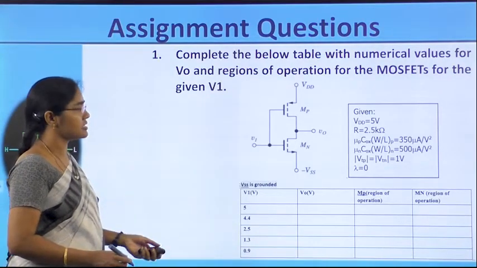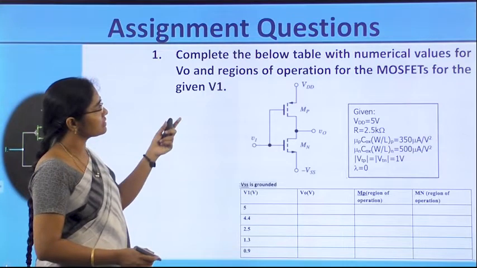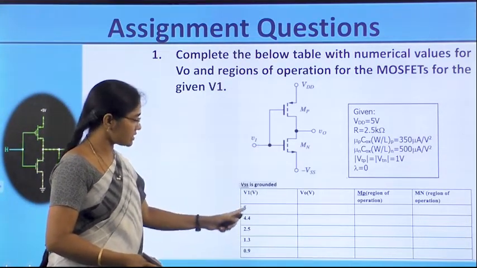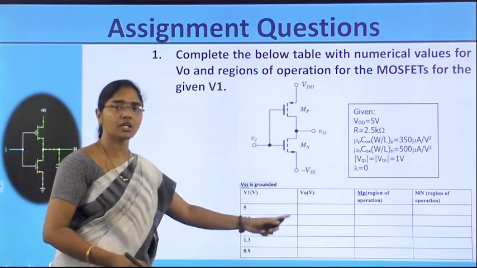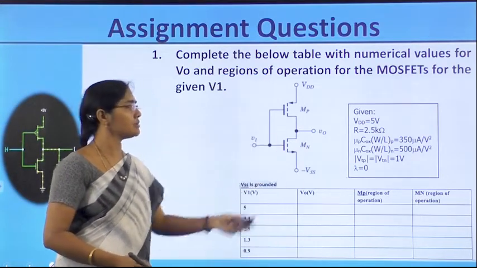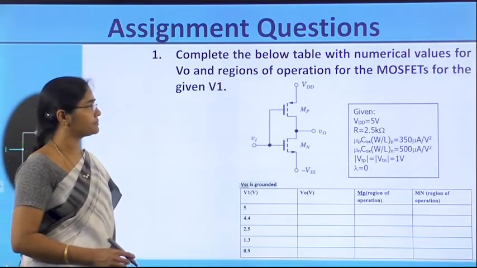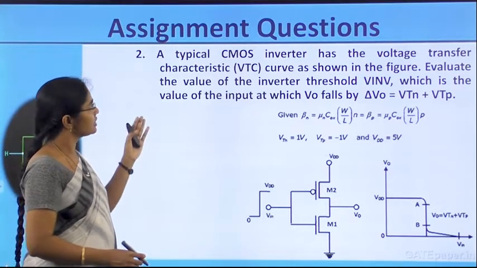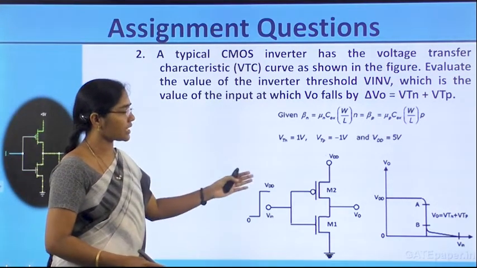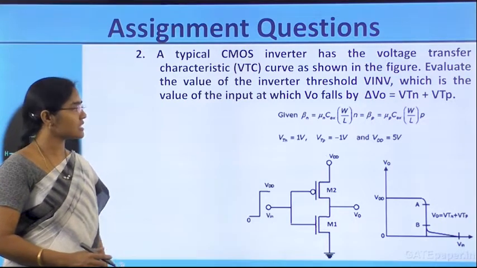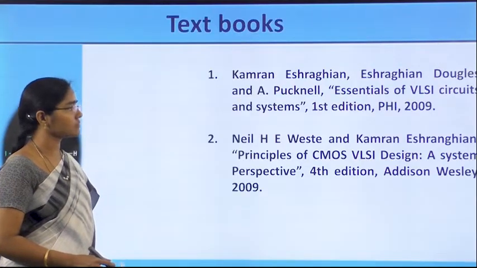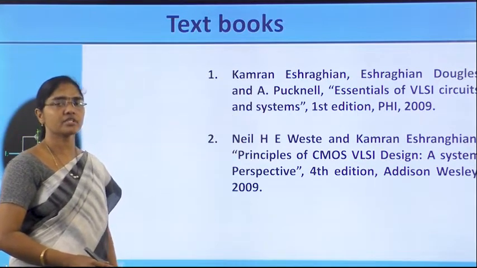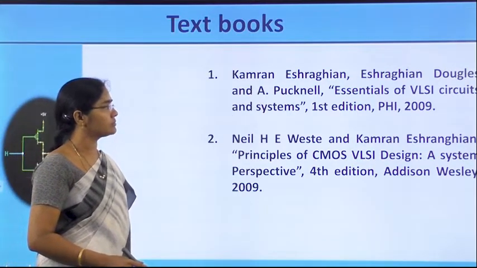Take this as an assignment question. It is to complete the below table with numerical values. For the operation of the CMOS inverter for these Vin values, find the Vout and the condition of the NMOS and PMOS regions. This is also an assignment question. This is also given based on the characteristics. So do this as an assignment question. Follow these two textbooks for this topic: one is the Pucknell textbook and the second one is the Neil Weste textbook.